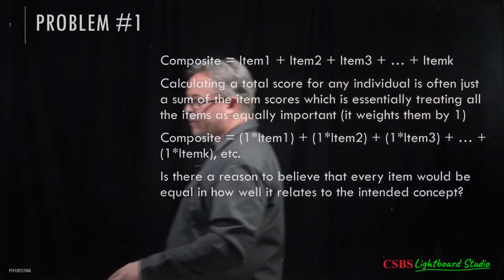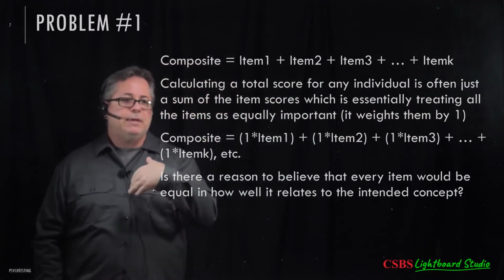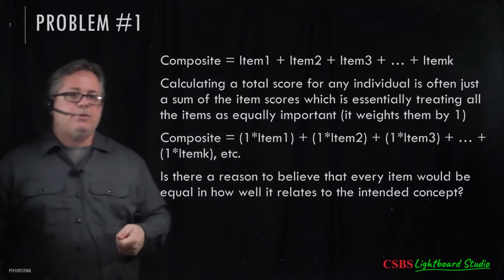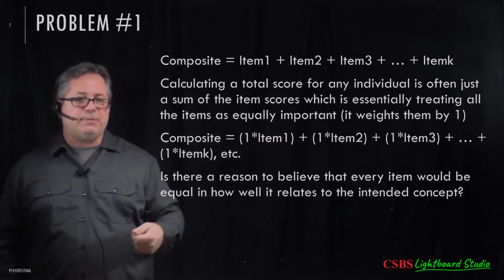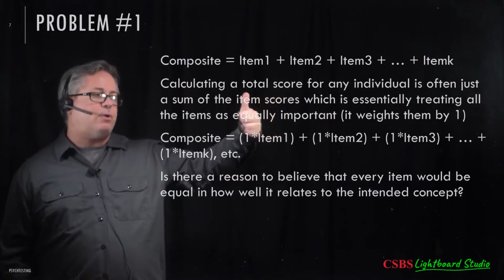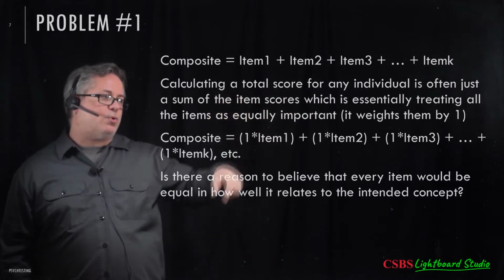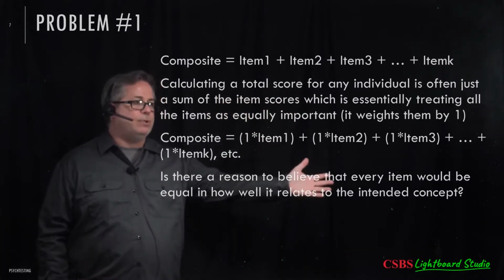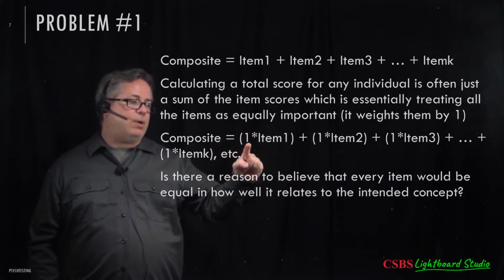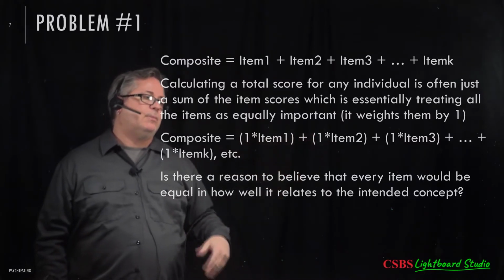So this is the problem that I'm talking about here: if I want to create a composite item, a depression total, a composite for depression, the way that's typically done is to just add up the items. If I have 20 items, I'm going to take item 1 plus item 2 plus item 3 all the way through item K. Calculating a total score for any individual is often just the sum. We just sum them, which is essentially saying I want to weight each item by 1. 1 times item 1 plus 1 times item 2 plus 1 times item 3.